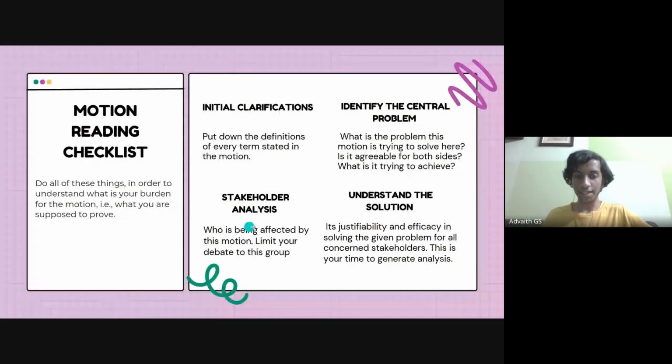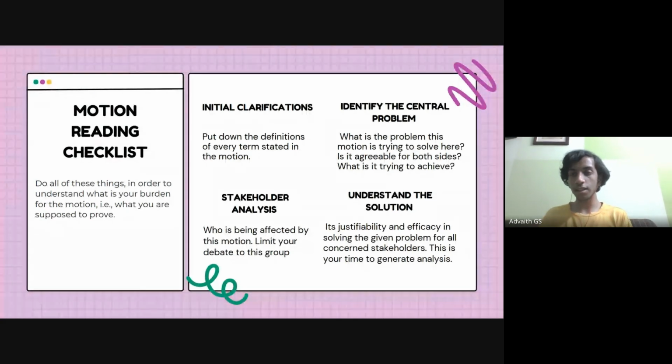Stakeholder analysis: who is being affected by this motion? We talk about the people who are directly being affected by the statement. In general, this is an important remark: you should limit your debate to this group. You should talk about their benefits and how this affects them. Say, in the situation where the house would ban the use of ChatGPT for homework, who are the primary stakeholders? Stakeholders means people who are directly concerned by this, people who are directly affected by, say, banning students. Anything else?